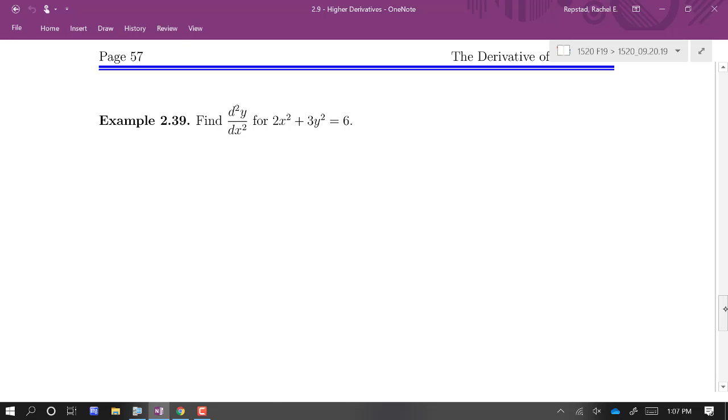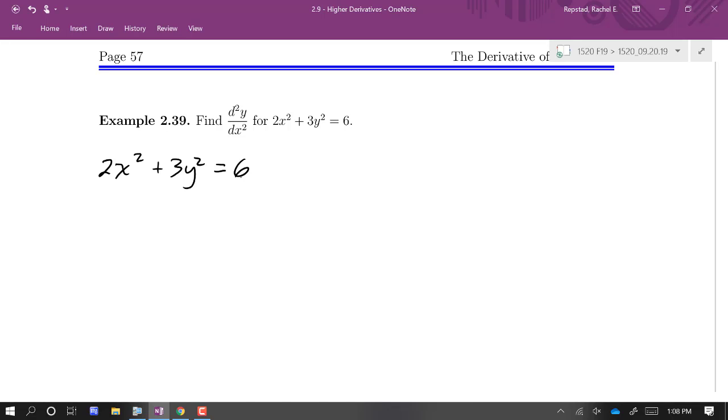So, we'll start. We've done first derivatives with implicit functions. That's what that whole last section was about. So I'm going to start. Here's our equation. Something super cool is going to happen in this example, so I just want everybody to be primed for it. This is going to be great.